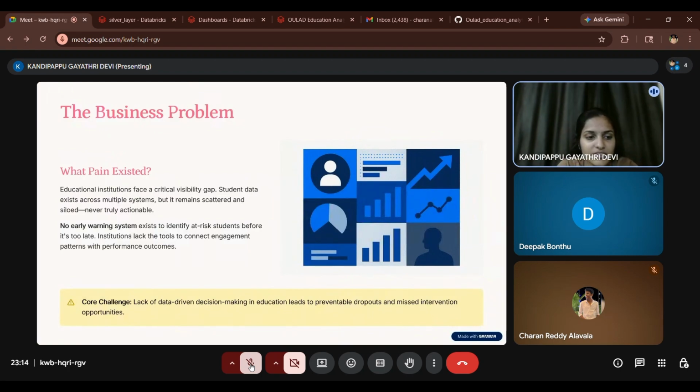Our project answers this. We built a data-driven system that transforms raw student data into early risk detection insights, helping institutes to identify risky students, improve performance, and reduce dropout rates. This shifts education from reactive to proactive decision making.